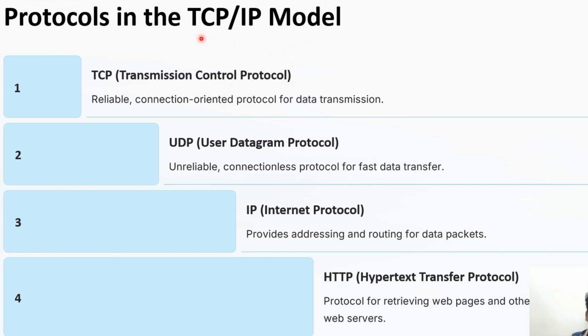Protocols present in the TCP/IP model: TCP, transmission control protocol, user datagram protocol, internet protocol, and hypertext transfer protocol. These are the four protocols used in the TCP/IP model. TCP is a connection-oriented protocol for data communication and is a reliable method. But UDP is connectionless, so it is unreliable. Then IP helps with addressing and routing of data packets. Then HTTP is used for retrieving web pages from the web service.